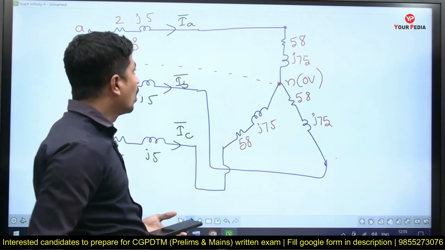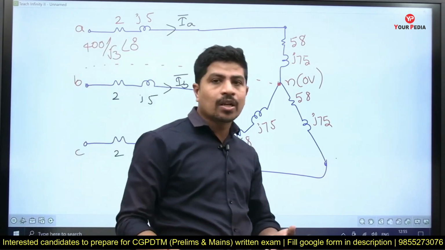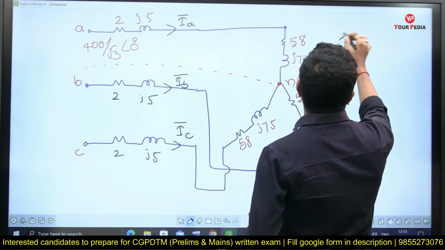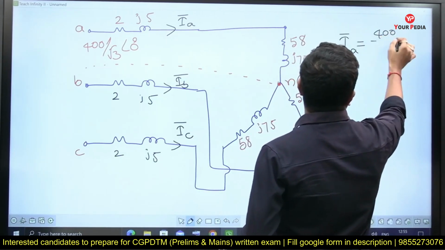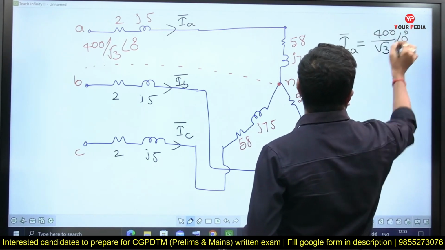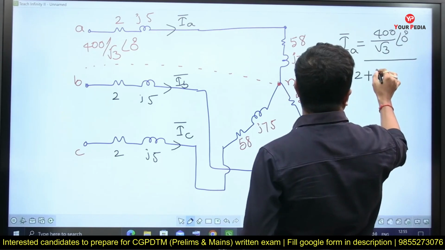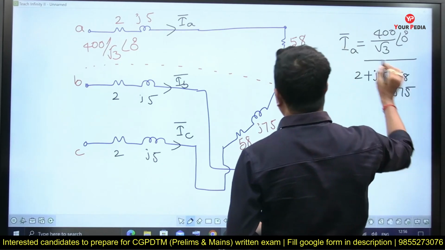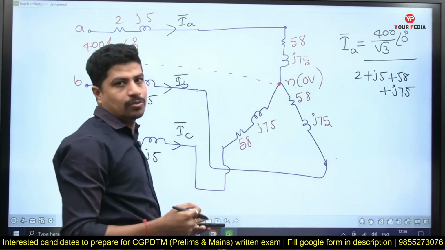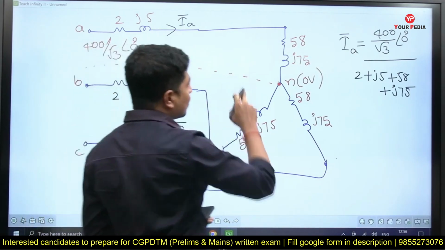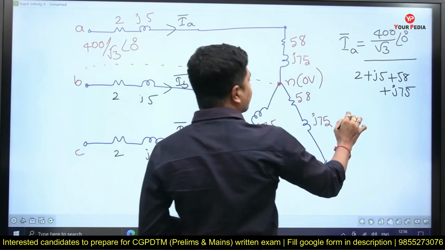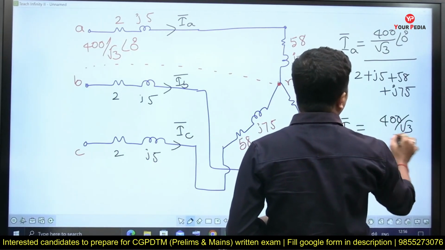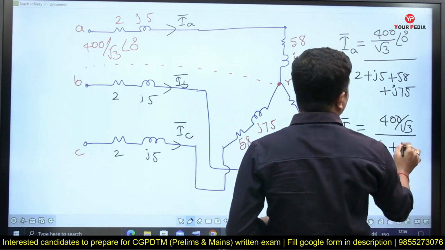Now let's find IA. Once we get IA, we need not bother about IB and IC; directly we can write them. What is the formula for IA? IA is equal to 400 divided by root 3 at an angle of 0 degrees, by 2 plus J5 plus 58 plus J75. The 2 ohms and 58 are in series, 2 plus 58, and J5 and J75 are in series, therefore J80. So IA is 400 divided by root 3 by 60 plus J80.